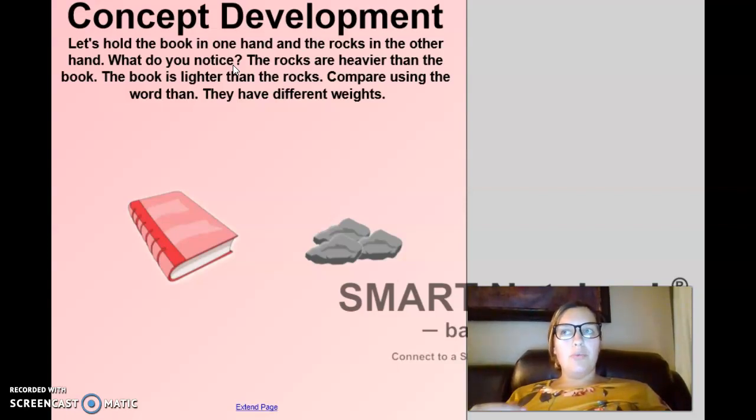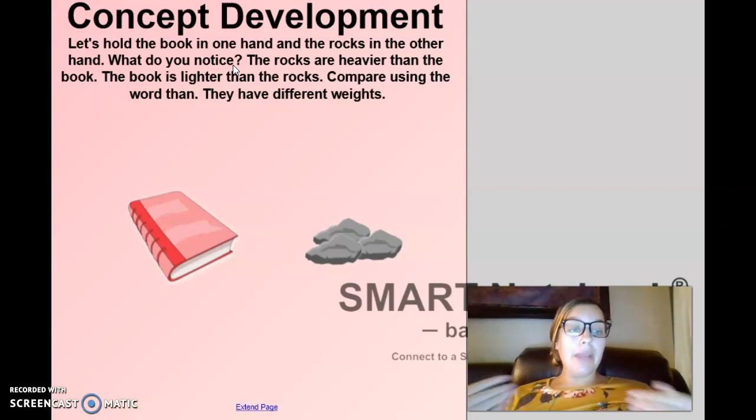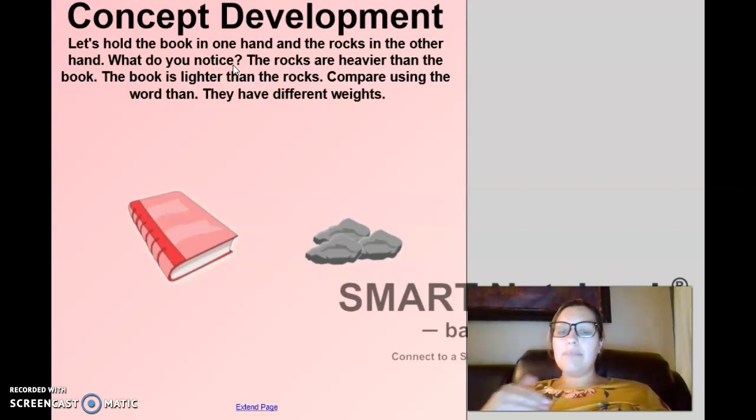So we have been using one really important word when we've been comparing lengths, and we're going to continue to use it when we compare weight, and that is "than." It's a comparison word. So I'm telling you, the book is lighter than the rocks, or the rocks are heavier than the book. So we're going to use that word "than" to compare weight still.